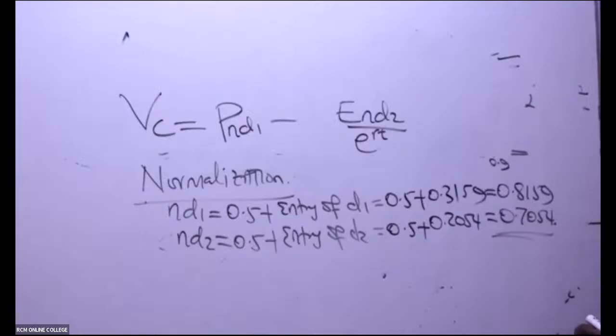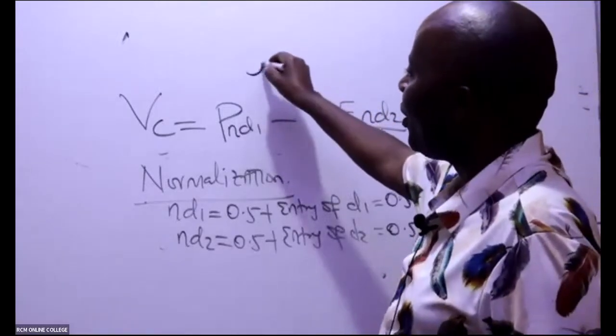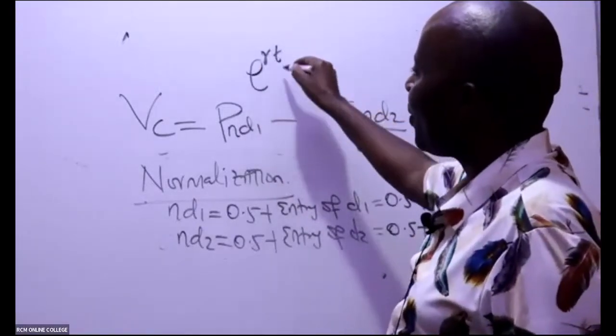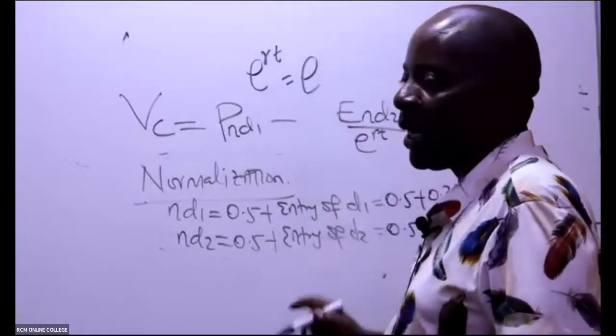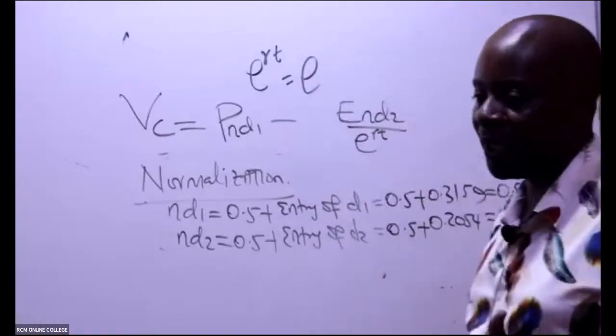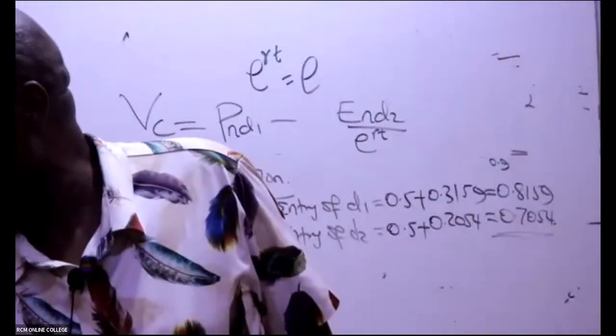So the first thing you'll do is to give us E raised to RT. So this will be E raised to our R. Do you remember our R? Our R is the risk-free rate. Is there somebody who is able to remind us what this R is?